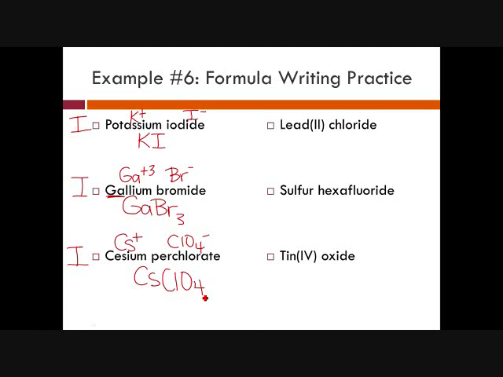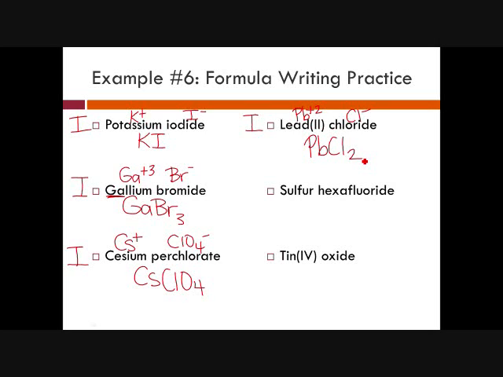Other side, lead(II) chloride. It is ionic. Lead is Pb. Guys are remembering peanut butter. Okay, and the Roman numeral tells us what? +2. Not that there's 2 of them. It's telling us it's a +2 charge. Okay? And then chloride is a -1, so that will be PbCl2. Okay?